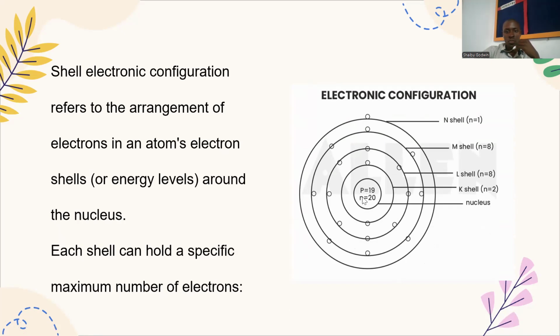This is the nucleus of the atom. This is the K shell. The shell closest to the nucleus is the K shell. The next shell after the K shell is called the L shell. And then the next shell in the atom is called the M shell, and so on and so forth. They can also be numbered based on their energy levels. The K shell can be termed as energy level 1, energy level 2 for the L shell, 3, 4, and so on and so forth.